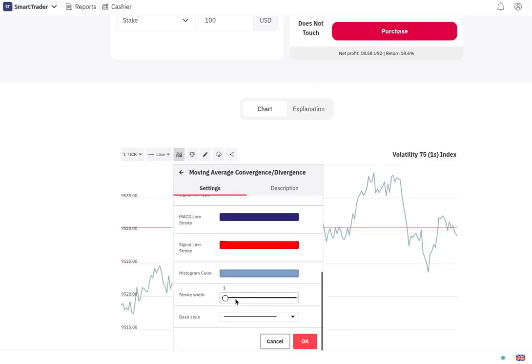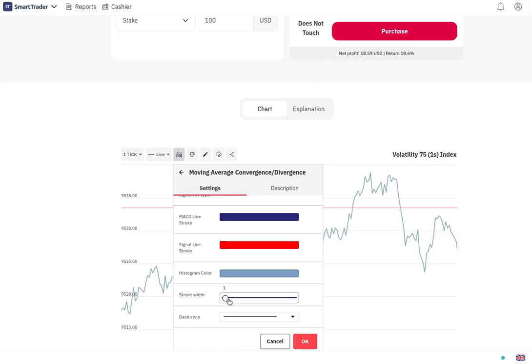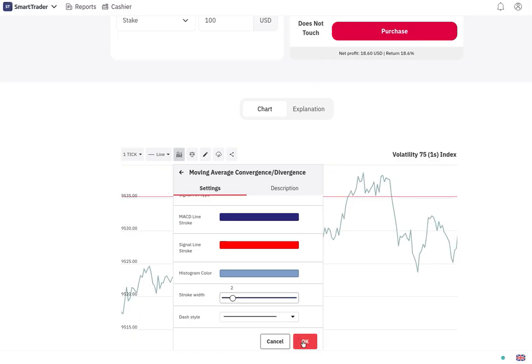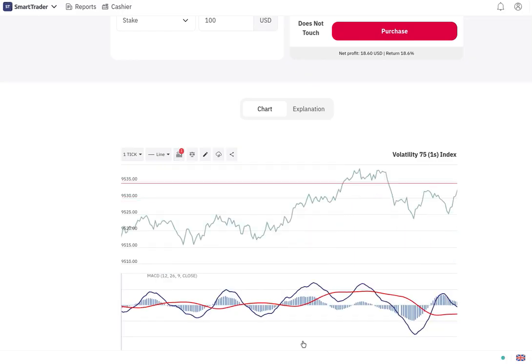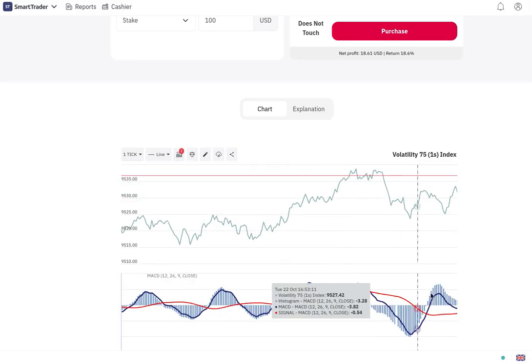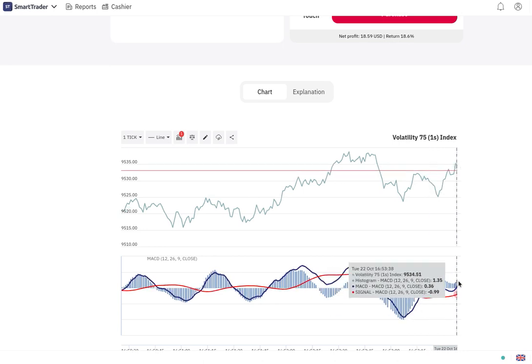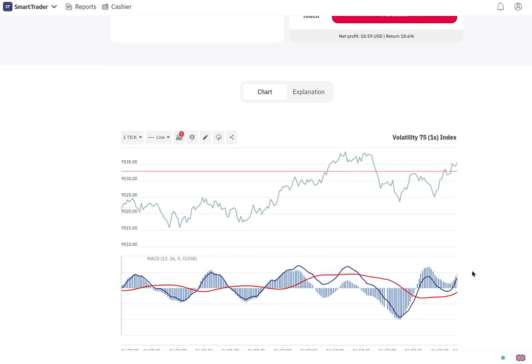Then the stroke, you do this at 2, so it's okay. Then make sure please you click on OK. Very good. So as you can see, the blue and the red line here, the strategy is very easy.